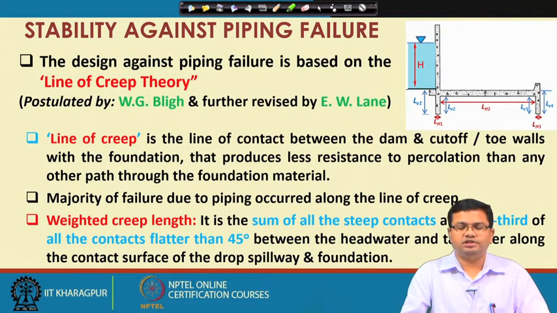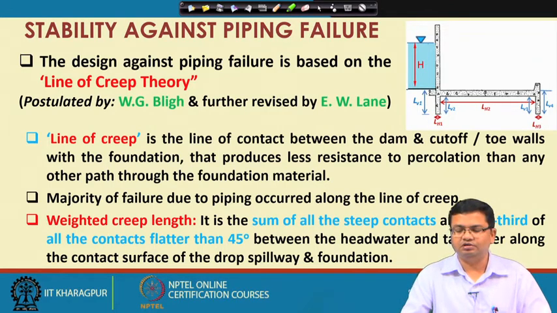Now, for the stability against piping failure, the design is based on the line of creep theory, which was postulated by W. G. Bligh and further revised by E. W. Lane. Lane's theory is the most advanced one, so that is why we will use Lane's theory for all our designs. The line of creep is the line of contact between the dam and cutoff or toe walls with the foundation that produces less resistance to percolation than any other path through the foundation material.